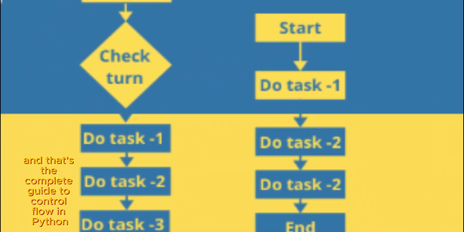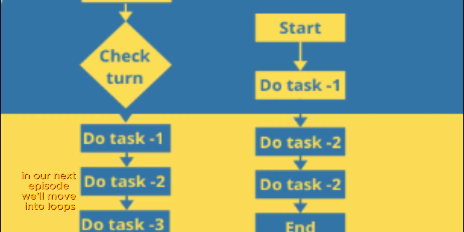And that's the complete guide to control flow in Python. Mastered. You now know how to write intelligent decision-making code with if, elif, else, logical operators, and nested logic. These skills are the foundation of every backend rule engine you'll ever build. In our next episode, we'll move into loops, where your code will not only think but repeat actions intelligently.